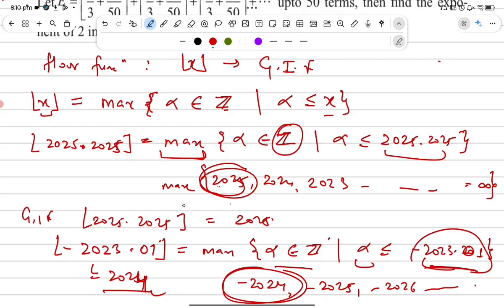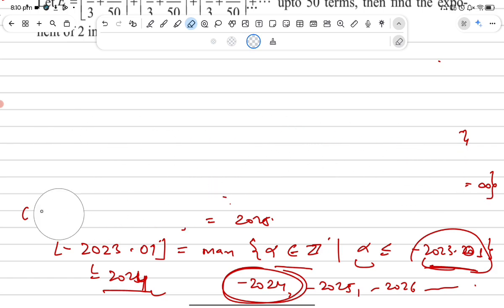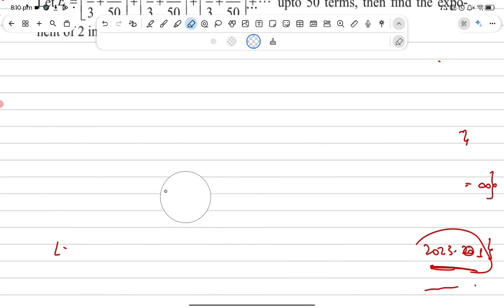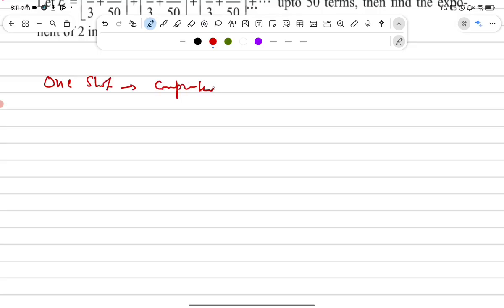I hope you have understood the greatest integer function. Now, since we are talking about it, let me also tell you that in the upcoming week or so, a couple of days, you'll be getting a one-shot, very comprehensive lecture on the greatest integer function, the ceiling function, the floor function, the least integer function, which is the ceiling function, and the fractional part function, and the nearest integer function.